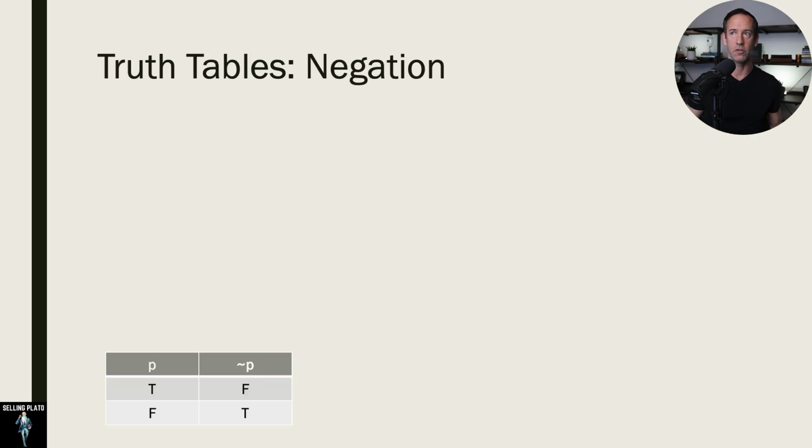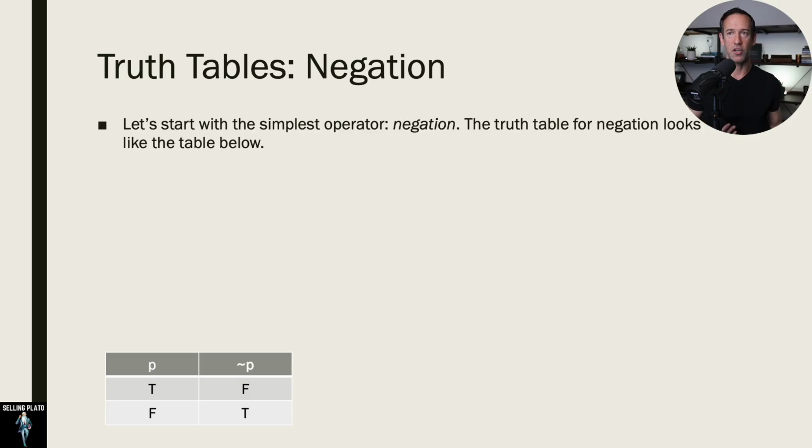What are truth tables? So here's how we're going to start. We're going to start with negation. The simplest operator, negation. So here's what the truth table for negation looks like in the truth table below. All right, you see it. We're going to interpret it. I'll explain what everything means.